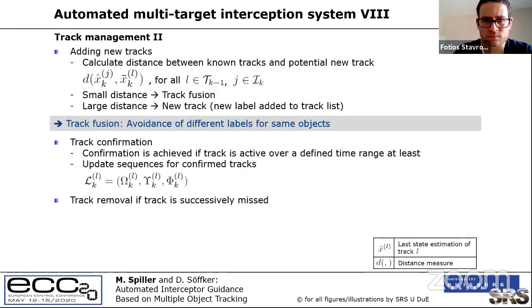In order to avoid initialization of two or more tracks describing one and the same object, the distance between already existing tracks and the potential new tracks is considered before establishing a new track. And also the length of the tracks is considered, so a track may never become active if the length is too short. This should avoid track initialization caused by outliers. And if an object is not generating measurements anymore, the related track is removed.